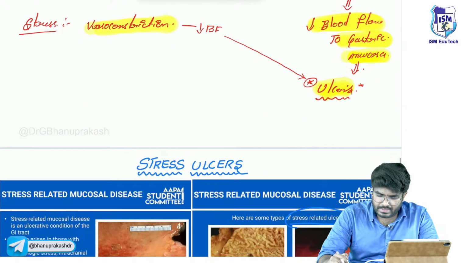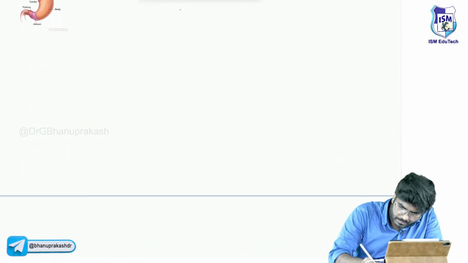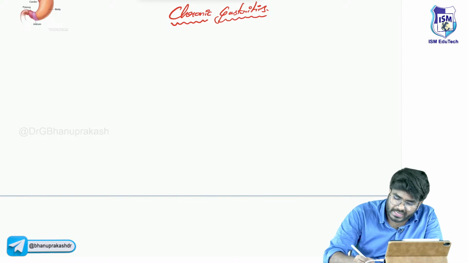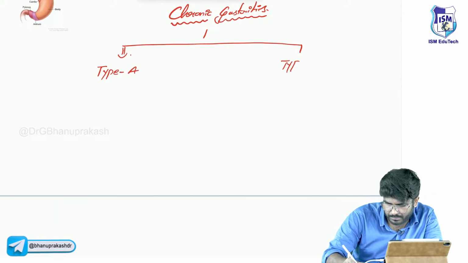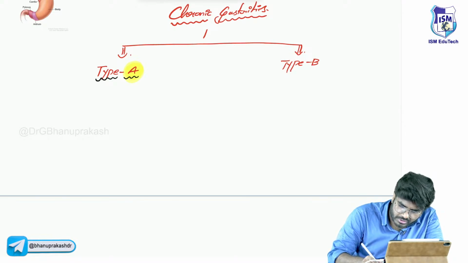Now, after this, let's discuss chronic gastritis. Now, you know, chronic gastritis is of how many types? It's of 2 types. Type A, type B. So type A chronic gastritis, type B chronic gastritis. Type A, let's write one by one the important points. Type A chronic gastritis starts with the letter A, as I have explained. So type A chronic gastritis is autoimmune in origin.